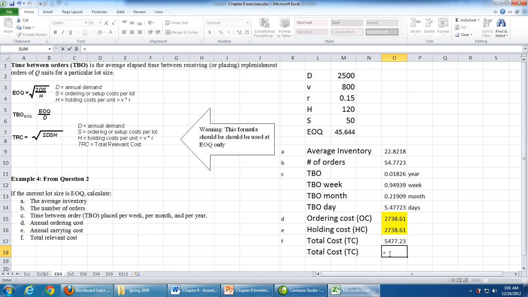We can use square root of 2 times D times S times H, the square root of 2DSH. Okay, you can see that the two amounts are the same. So you can choose either approach to find total cost.